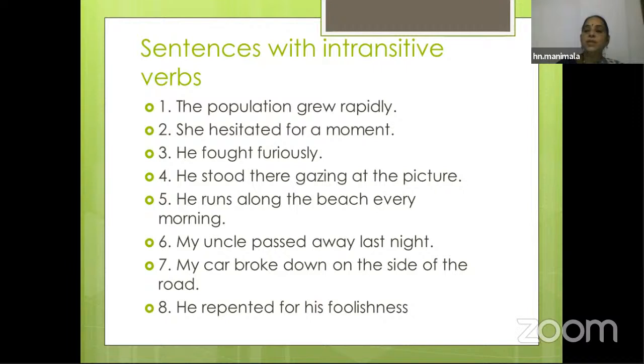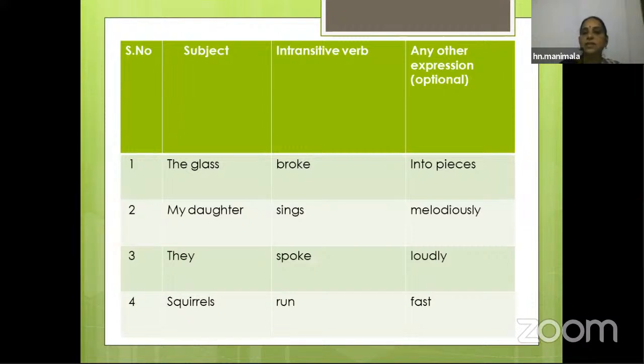In the examination, you will be asked to write at least four examples of this pattern, and you can easily get 4 marks. So pay attention and practice all this. You also write your own sentences. At least 10 you write today. After the class, today's homework is to write at least 10 sentences of a similar pattern. What kind of pattern is it? Like this: serial number, subject, intransitive verb, and any other expression apart from the object. It should not be the object.